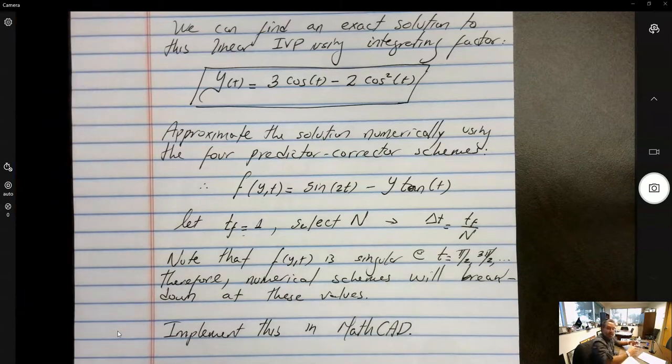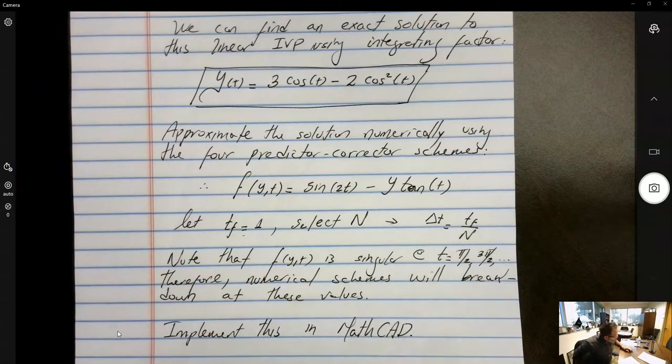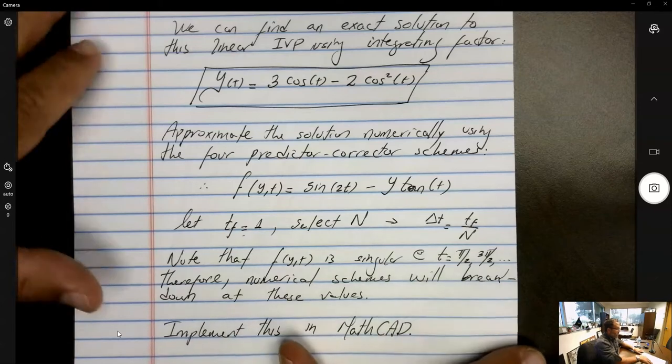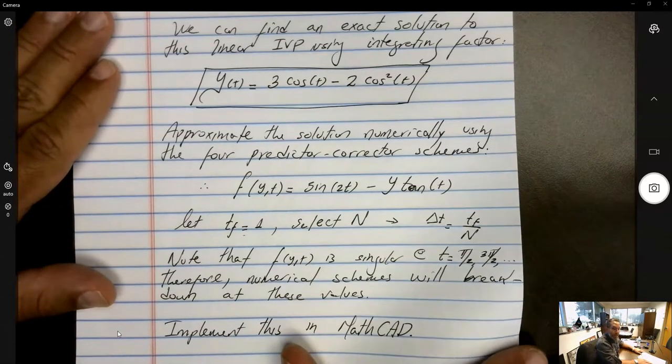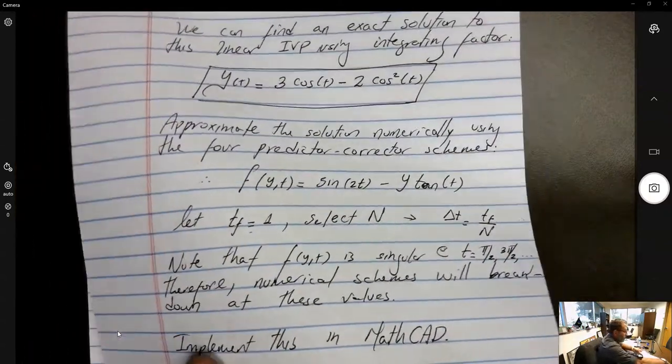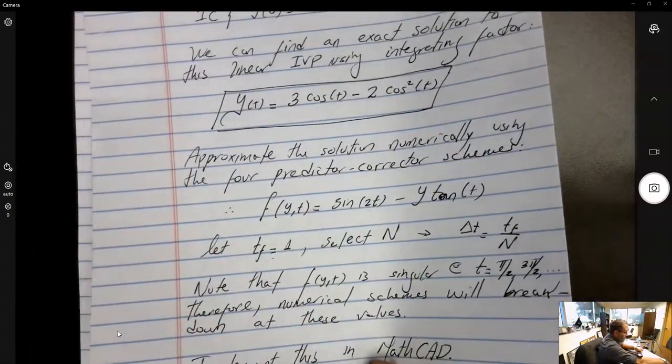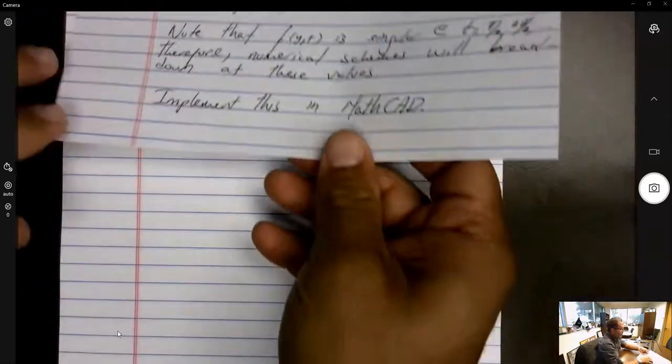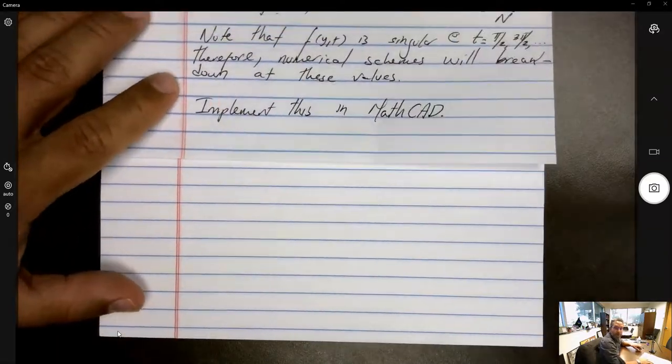For the first time in this class, we're going to go to Mathcad and try to implement something. And again, I've already posted some sessions of me explaining how to use Mathcad and introducing the package and what it does and what it cannot do and so on and so forth. What we're going to do today is just implement this particular problem in Mathcad. All right. So let's go.